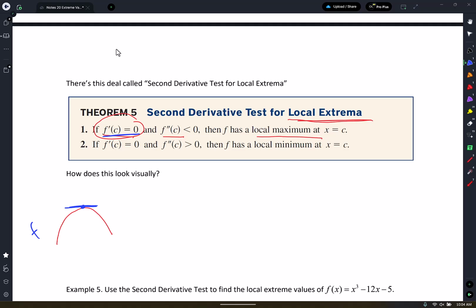Does that make sense to you guys? All right, look at the other one. This one says derivative is 0, and remember the second derivative is positive. That means that f is concave up. So here I am, concave up, and right at that point, there's my f prime equals 0. So is that a minimum? Yeah, that's all it's saying. So this is called the second derivative test for local extrema.